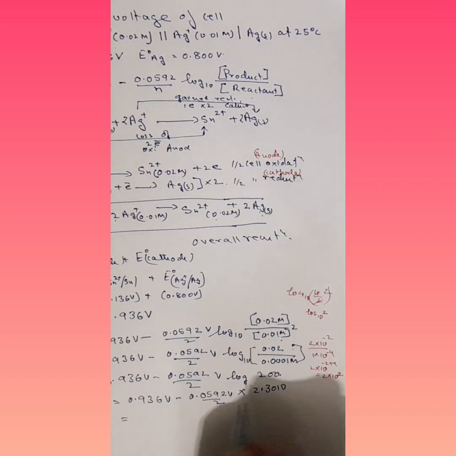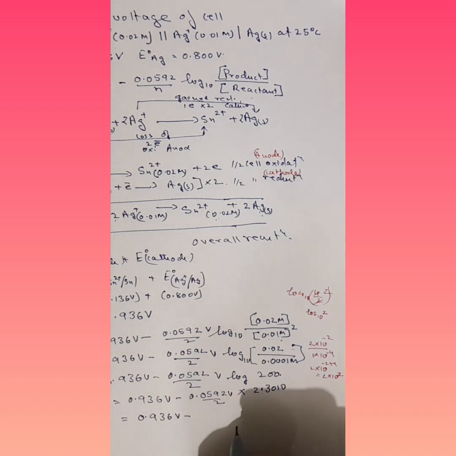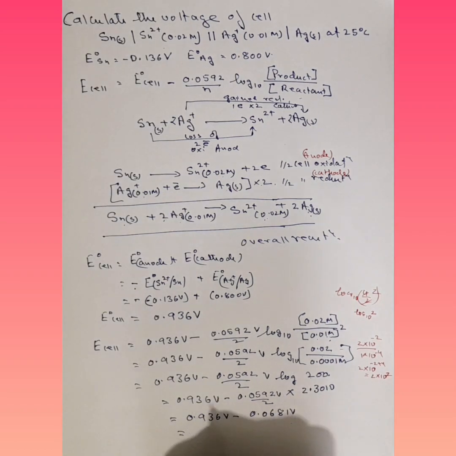All right, so this part on calculation comes to 0.936 volt minus 0.0681 volts, and that comes out to be 0.8679 volts. So this is what is our answer.